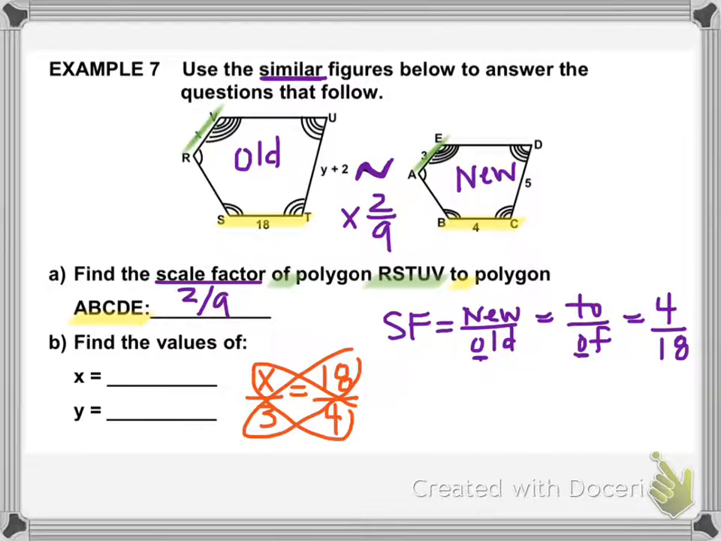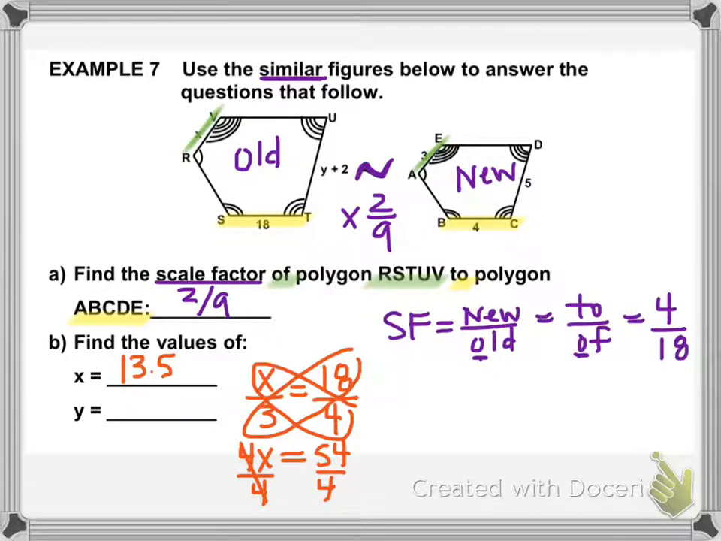X times 4 is 4x. 3 times 18 is 54. Those are equal. To solve, divide both sides by 4 to isolate your x. And x equals, what is that, 13.5. All right. Is that right? Okay, good. You can also write it as a fraction. It would be 27 halves, either way. Okay, now we're going to do the same thing with our y's.